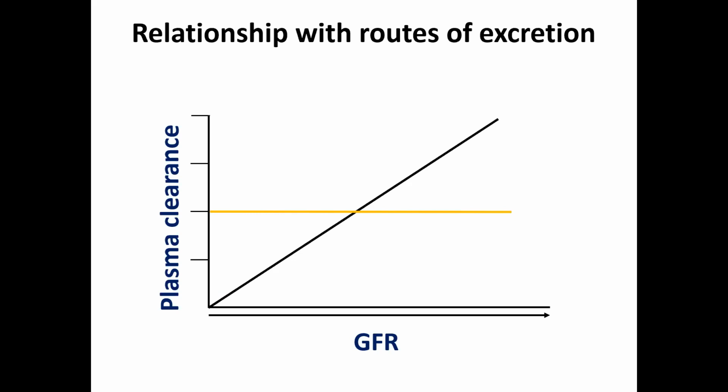Now, look at this curve. What does this mean? There is a certain amount of clearance no matter what the level of GFR. So what is the interpretation about the route of excretion? That would be not renally excreted. We don't know about the other route of excretion, but the clearance of the drug is not dependent upon GFR. You increase the GFR, no effect on clearance. That means the drug is not cleared by the kidneys. We don't know about the other route. Okay. What about this one?